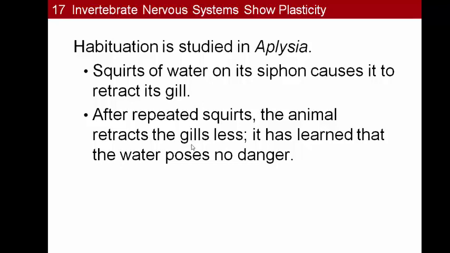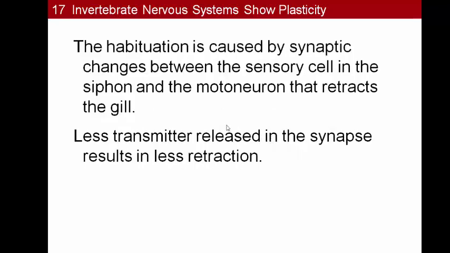However, if you continue to squirt water on the gills, the animal will gradually over time retract the gills less and less. Essentially, it will say, okay, well, you've been squirting me with water for a while now, and it hasn't damaged my gills at all, so I guess this is not a threat. Okay, so this is habituation. Initially, it was responding to the water that was being squirted on it, but after enough exposure to it, it stopped responding to it.